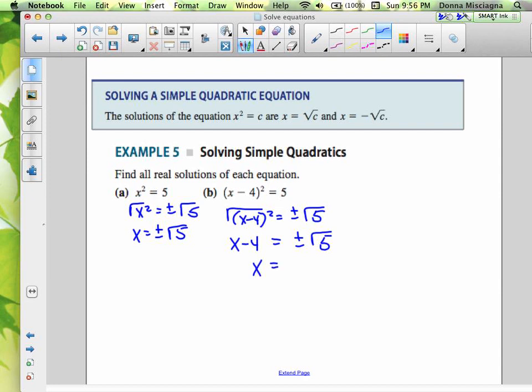Remember that you cannot, oops, lost the 4, sorry. You cannot combine the 4 and the square root of 5. It's just going to be 4 plus or minus square root of 5. So that's as much as they get combined.